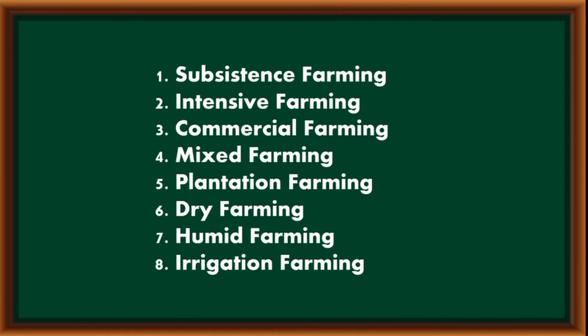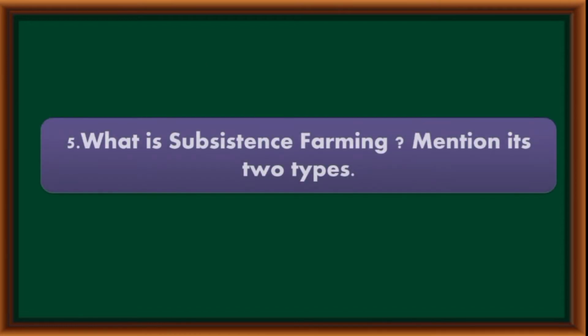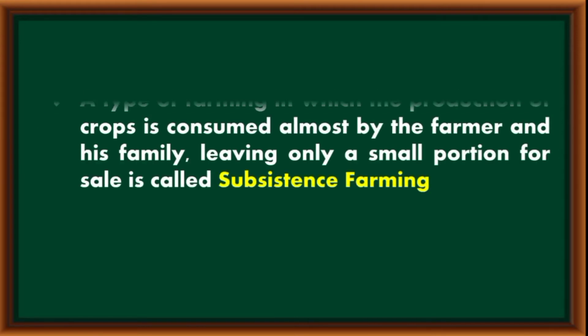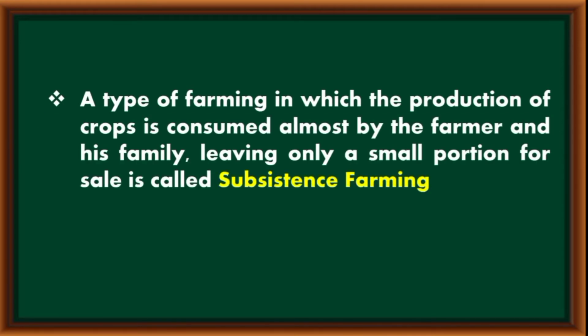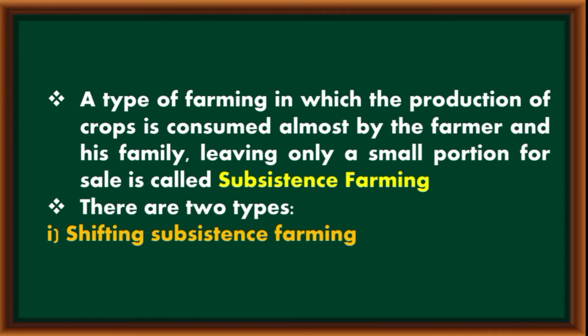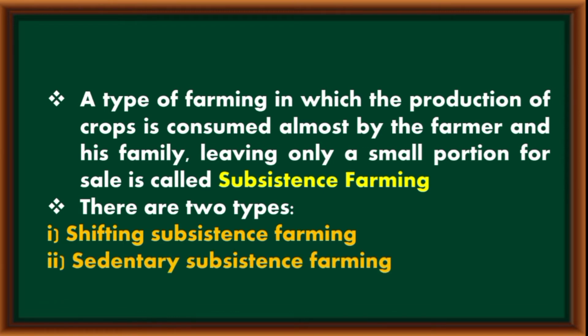Let's move to question number 5. What is subsistence farming? Mention its types. Answer is a type of farming in which the production of crops is consumed almost by the farmers and his family, leaving only a small portion for sale is called subsistence farming. There are two types. First one, shifting subsistence farming. Second one, sedentary subsistence farming.